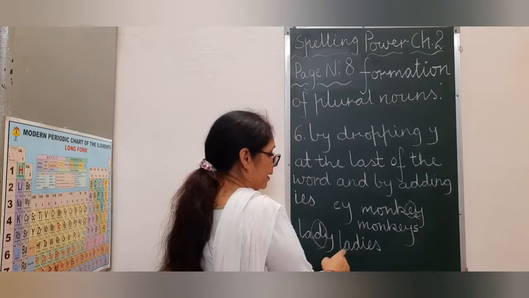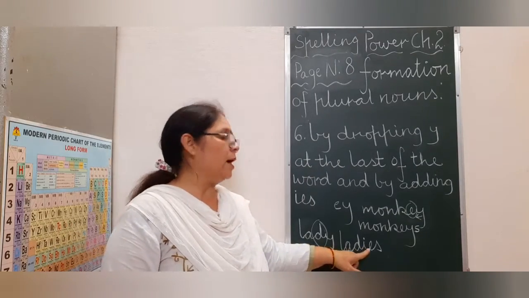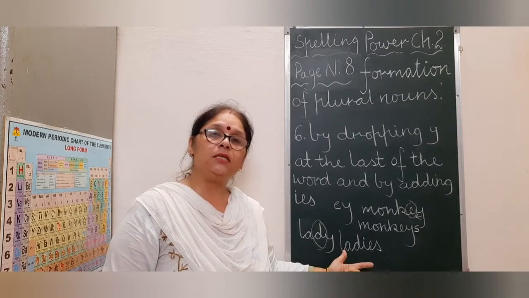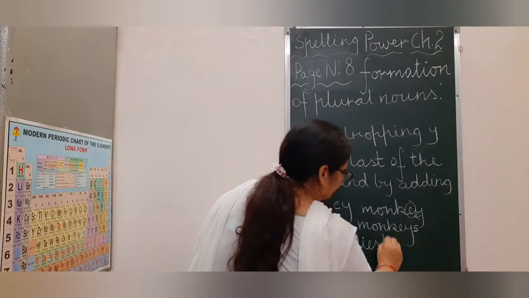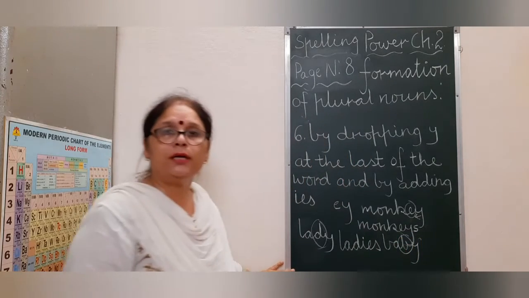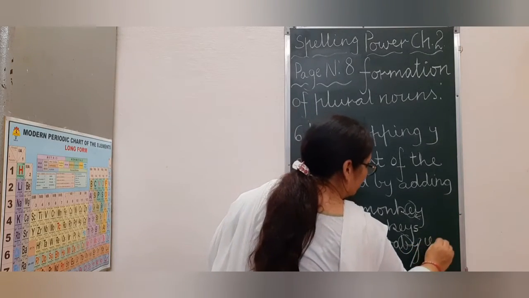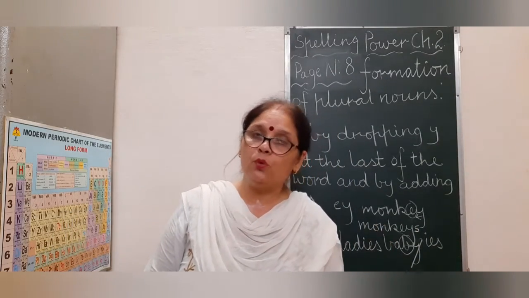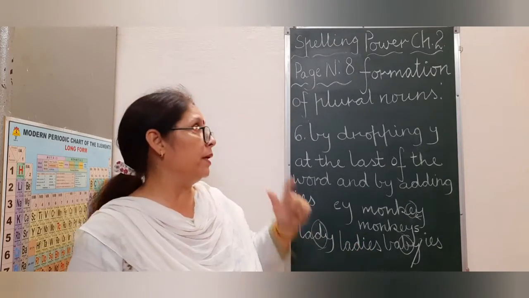The spellings are ladies. The y has been dropped and ies has been added. One more example is there. Baby. Here is again consonant. Then the spellings will be babies. Y will be dropped and ies will be added. These are the rules to form the plural of the singular noun given on the page number 8 in your spelling part book.